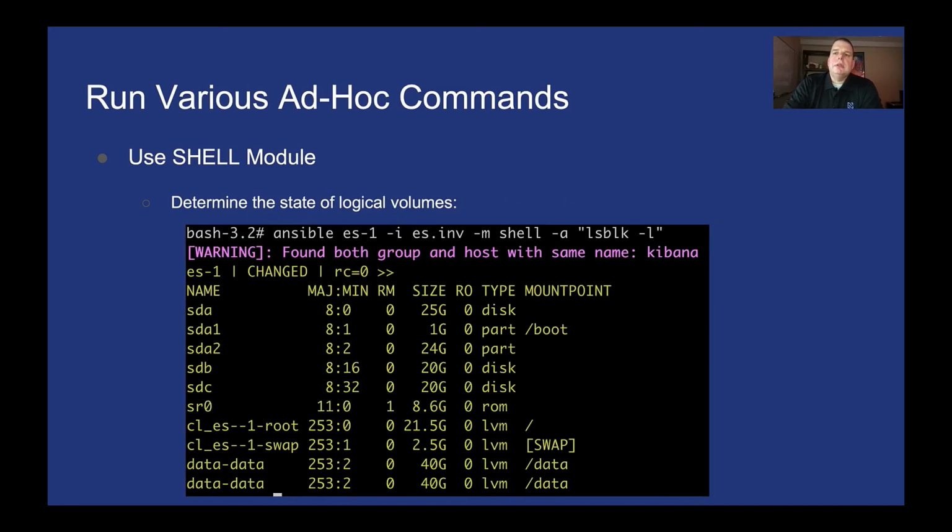Another example will see what logical volumes are attached to the instance. By simply running the below command, you can see that both storage devices are attached, and they are part of the appropriate volume group. Again, this can be run against many resources, and within minutes, you could have insight into any underlying issues that may be present.